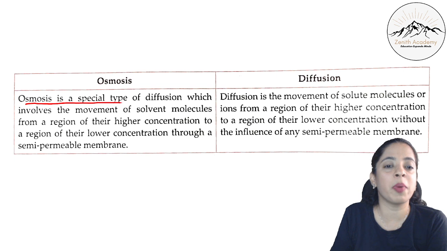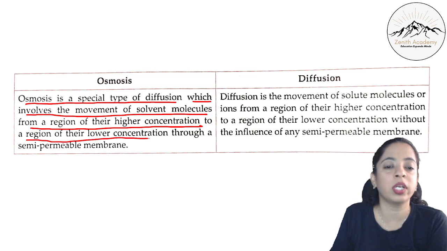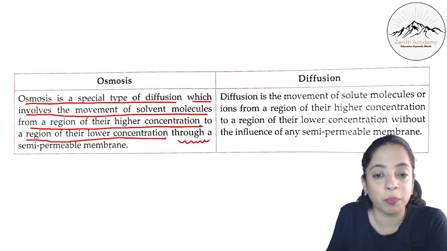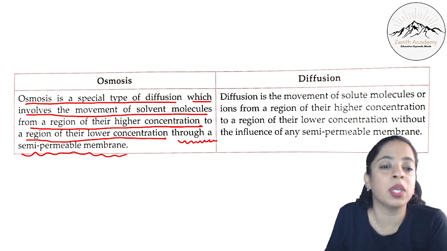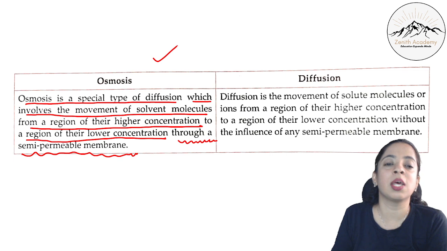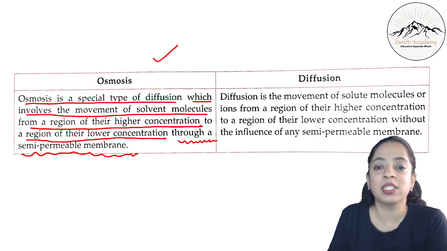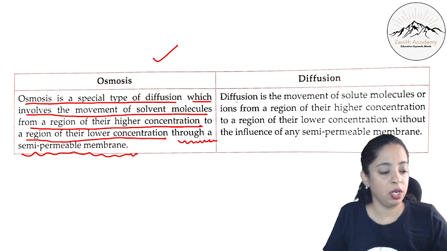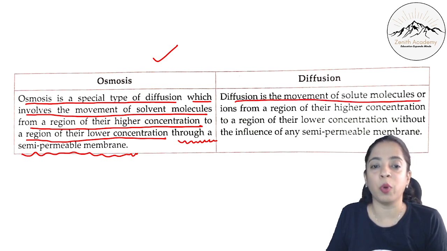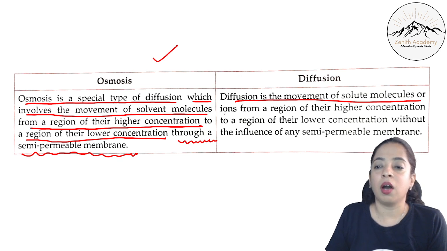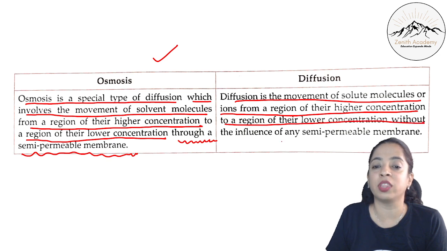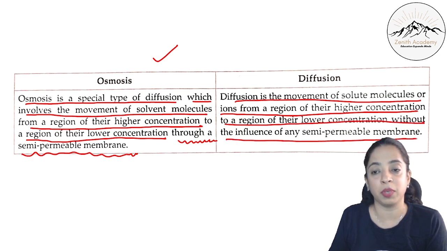So osmosis is a special type of diffusion which involves the movement of solvent molecules from a region of their higher concentration to the region of their lower concentration through, now this is important, through a semi-permeable membrane. So in osmosis, a semi-permeable membrane is involved, whereas diffusion is the movement of solute molecules or ions from a region of their higher concentration to the region of their lower concentration without the influence of any semi-permeable membrane.